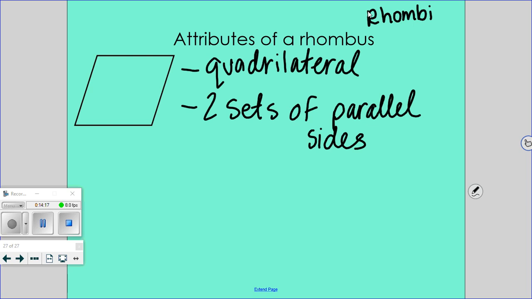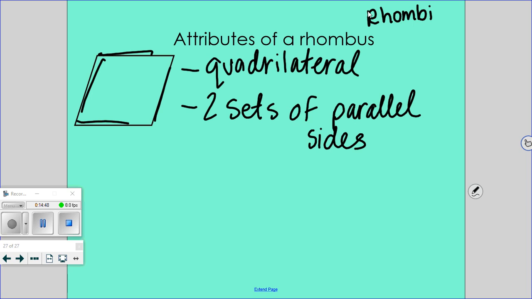Show me with your arms 1 set of parallel sides. No, that is not 1 set from our shape. Look at our shape and show me 1 set of parallel sides from our shape. So we have our top and bottom. Those are parallel. And we had a diagonal set. 2 sets of parallel sides. Very good. Continue working on your notes if you are still writing.